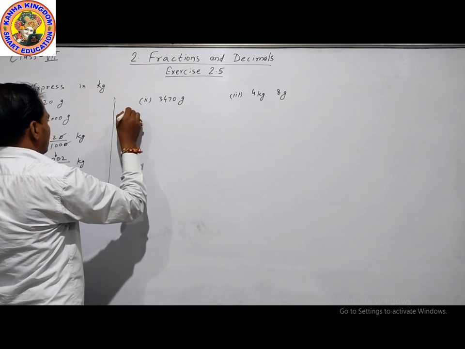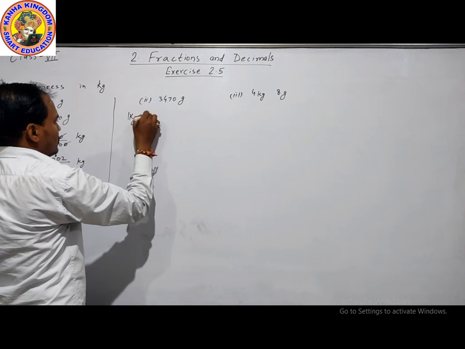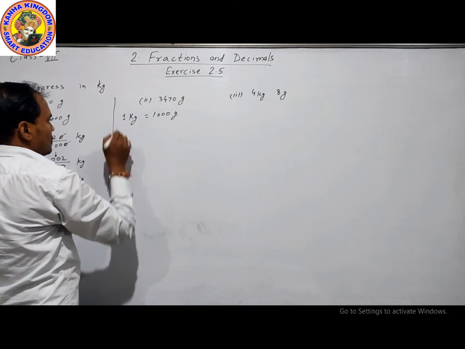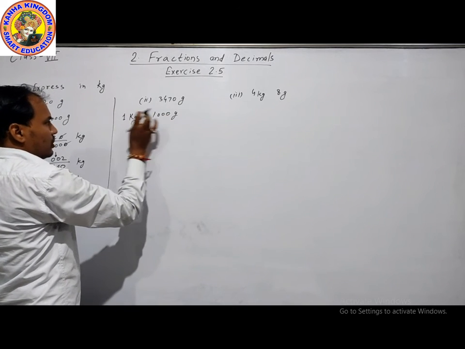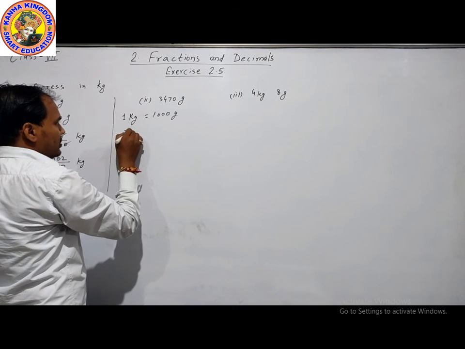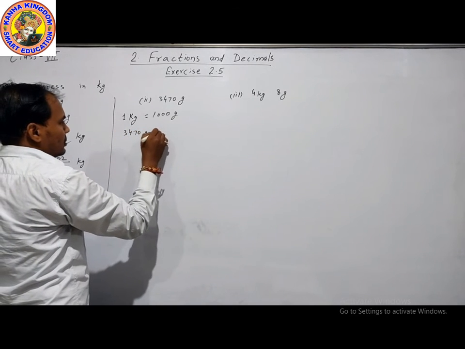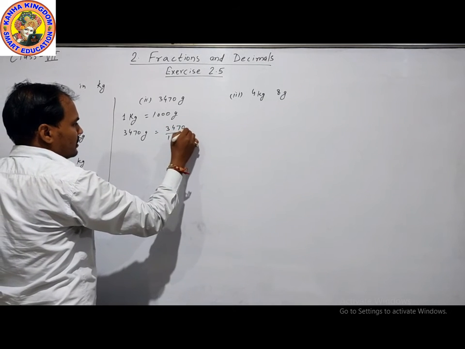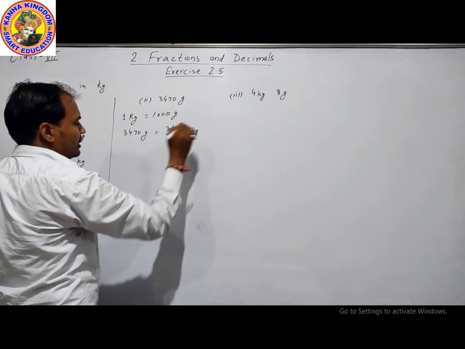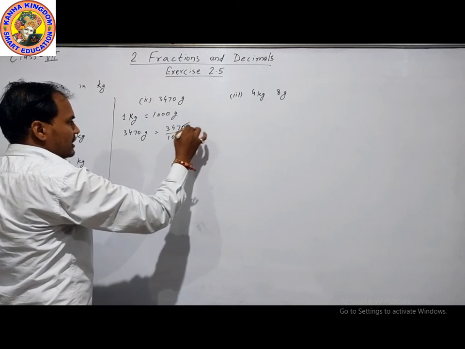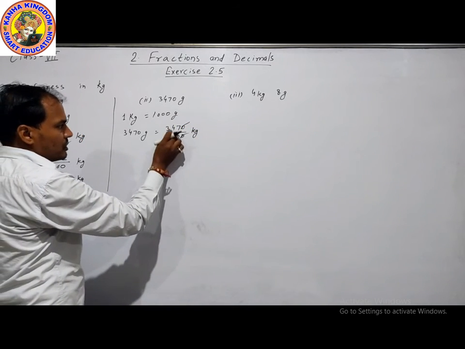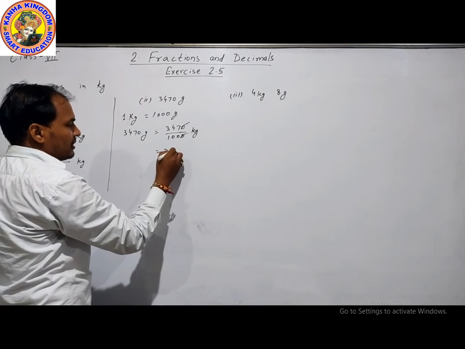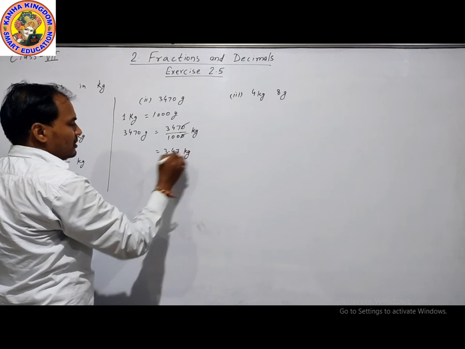Now our next question is 3470 gram. 1 kilogram is equal to 1000 gram. So gram will convert into kilogram by dividing by 1000. Question is 3470 gram. The answer is 3470 divided by 1000, then kilogram. 1 0 and 0 can cut. Now 2 0, so 1 and 2 decimal points. The answer is 3.47 kilogram.